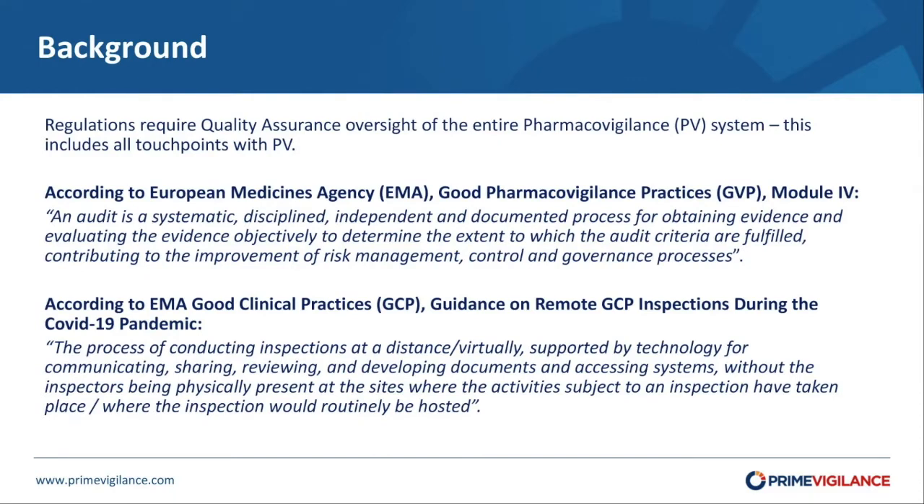So according to the EMA GCP guidance on remote GCP inspections, the process is conducting inspections at a distance, virtually, supported by technology for communicating, sharing, reviewing, and developing documentation and accessing systems without physically being present at the sites where the activities subjected to an inspection have taken place. So the difference between on-site and remote is simply the physical presence of the auditor and the inspector.